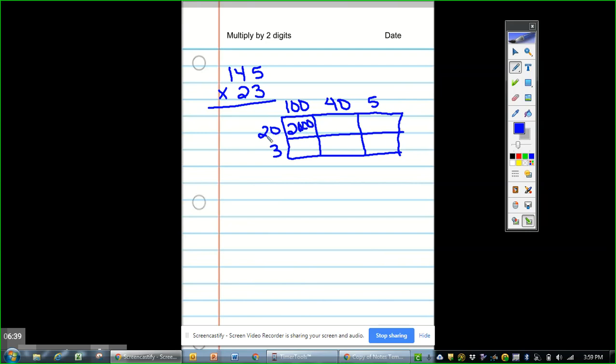Okay, 20 times 40. 2 times 4 is 8. Attaching those 2 zeros. Okay, 20 times 5. 2 times 5 is 10. Attaching 1 zero to make it 100. Next row, 3 times 100. 300. 3 times 40. 3 times 4 is 12. Attaching that 0. 3 times 5, 15.